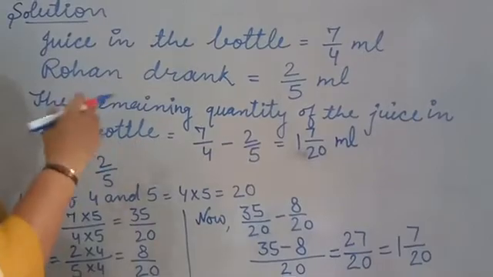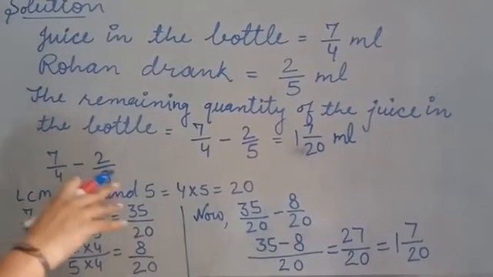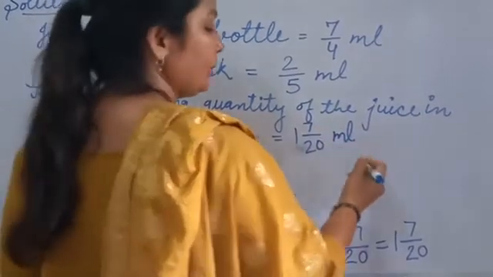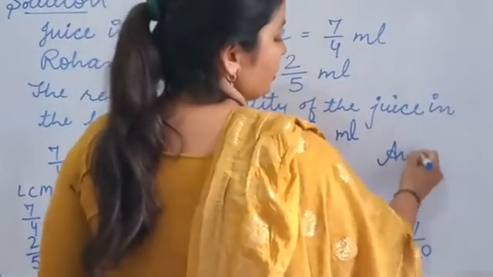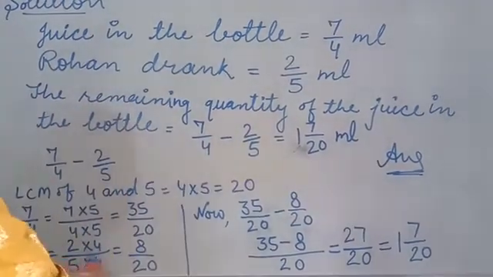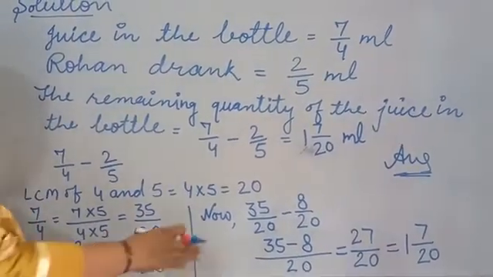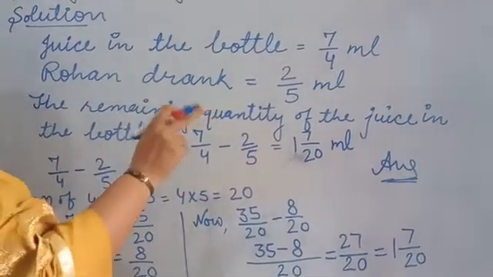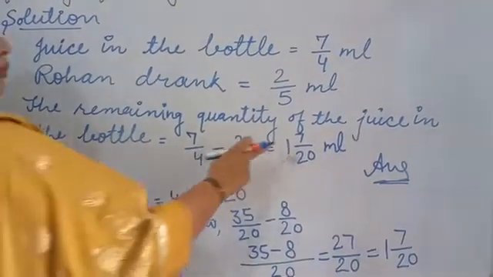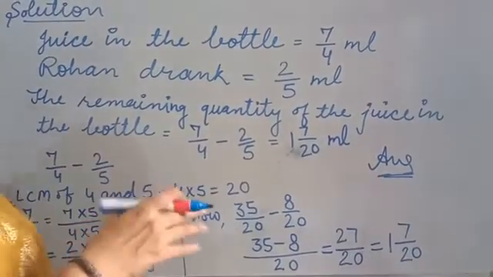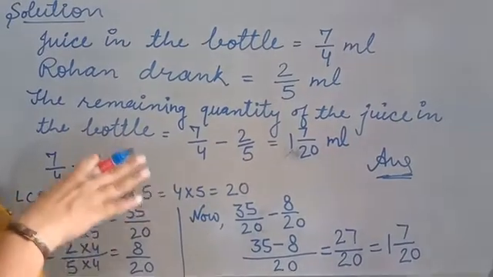Okay, it is asking the remaining quantity of juice in the bottle. So 1 whole 7/20 is the remaining quantity of juice in the bottle. That's your answer. Okay. If you want to write this line again in the last, you can write. There is no space, so I don't write, but you can write that. So the remaining quantity of juice in the bottle is 1 whole 7/20 ml. But if you are not writing, that is also correct. If you write, that is also correct.